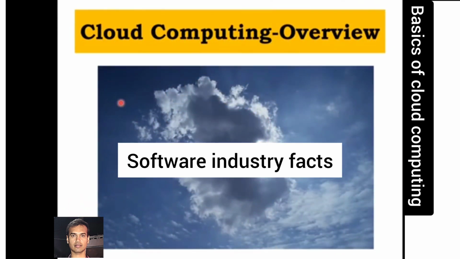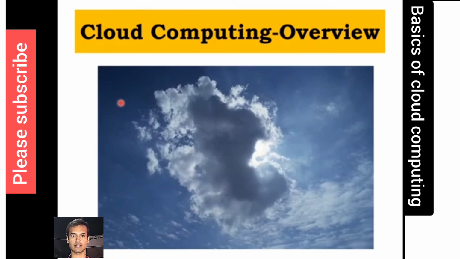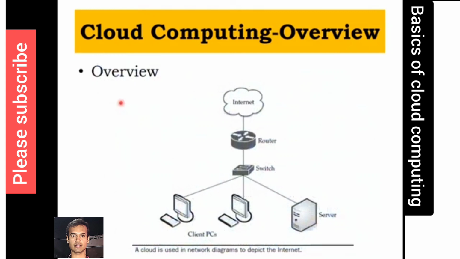Here you can see the diagram of the cloud. You generally see the cloud in the sky. And the reason this technology is called cloud computing is due to the use of the symbol. For showing the internet, we use the symbol of the cloud. Whenever we draw a network diagram, the internet is shown with the cloud symbol. And we know that over the cloud, the data is moving from the servers to the client.